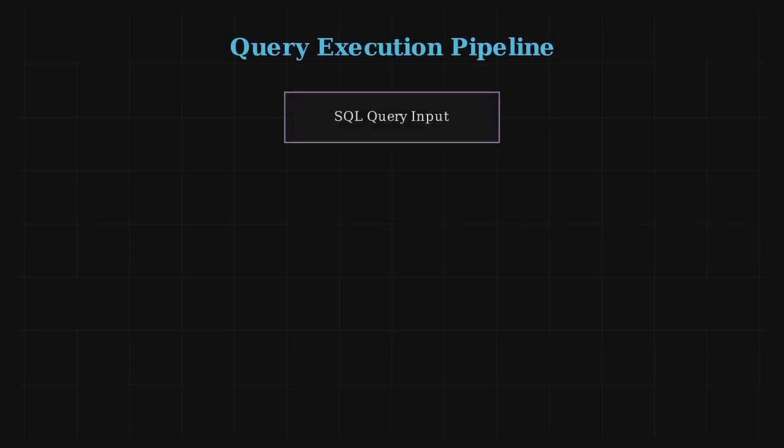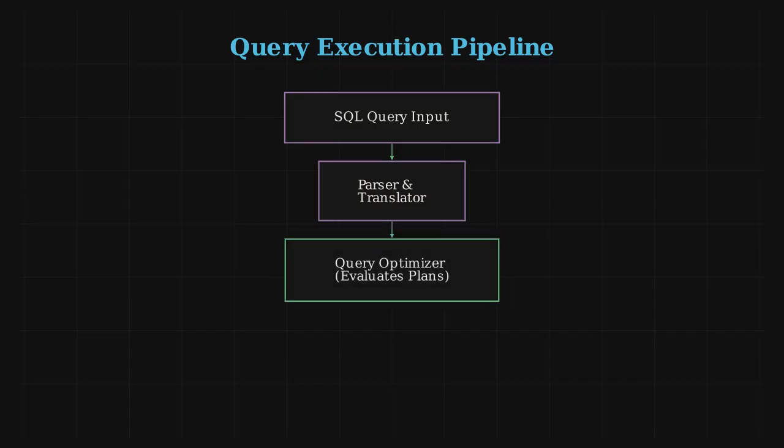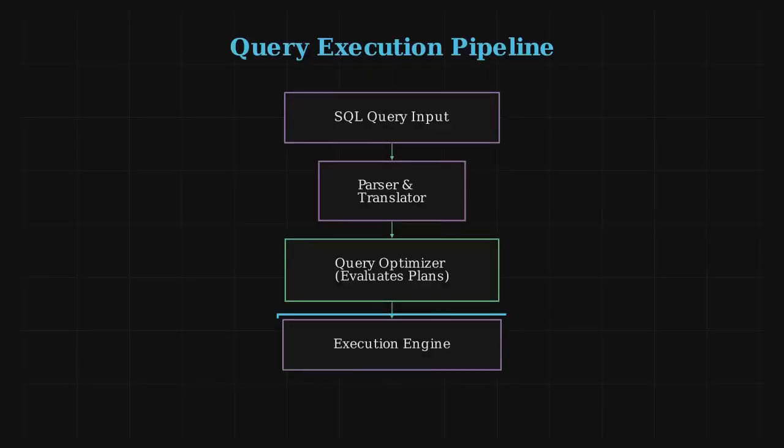SQL is declarative, you write what data you want, but not how to retrieve it. The DBMS parser translates your query, and the query optimizer's goal is to find the cheapest execution plan from millions of possibilities before running it.